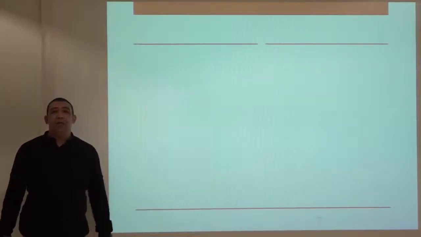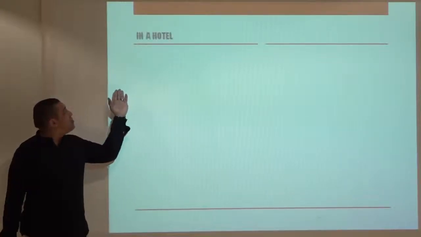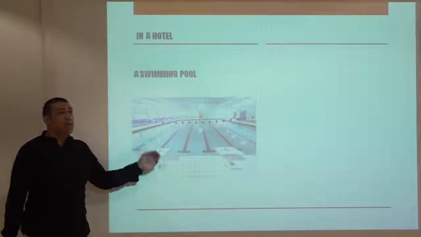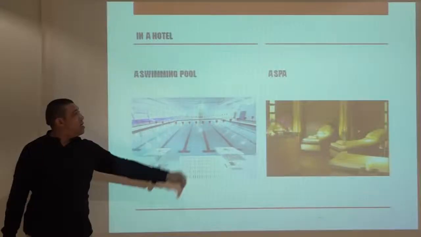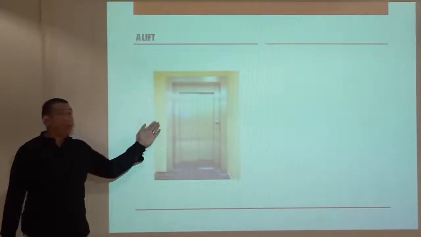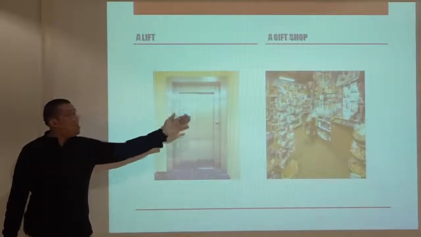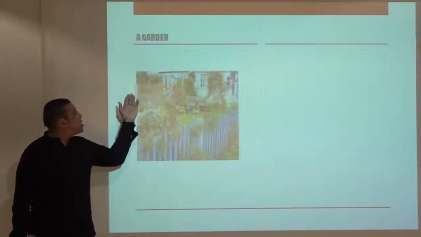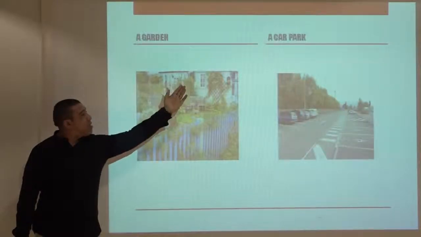Now, let's have a look at some facilities that we can use in a hotel. A swimming pool, a spa, a lift, a gift shop, a garden, and a car park.